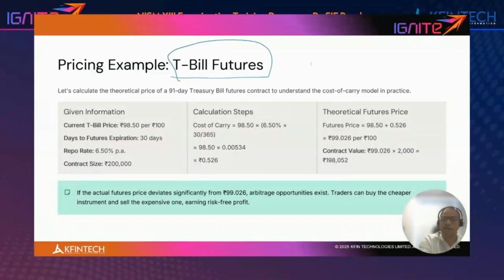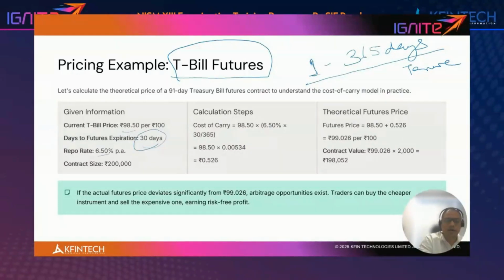Next we'll see a pricing example of T-bill futures. Now T-bill, as I mentioned, is a money market instrument. So 1 to 365 days will be its maximum tenure. Current T-bill is 98.5, expiration is 30 days. So between 1 to 365 days, 6.5 is the yield or the repo rate. Contract size is 2 lakh. Cost of carry, again we'll put the formula.